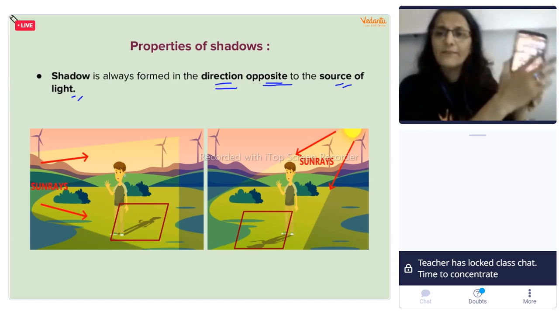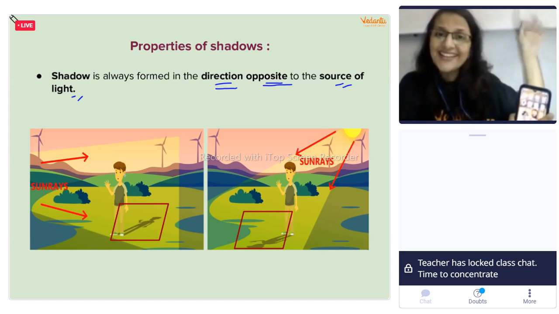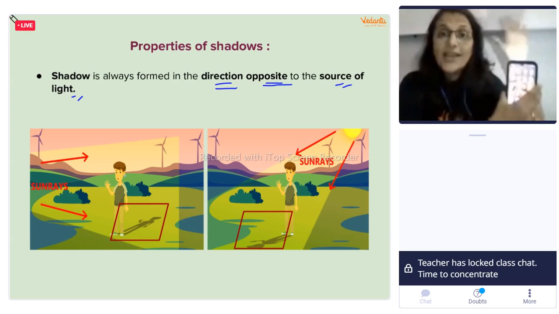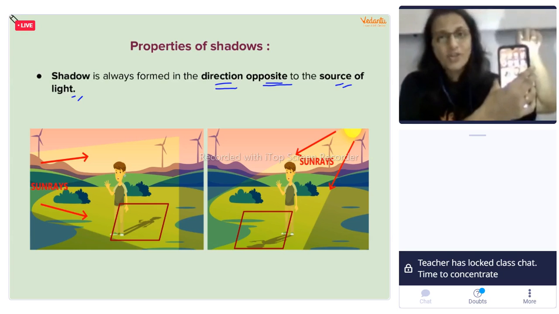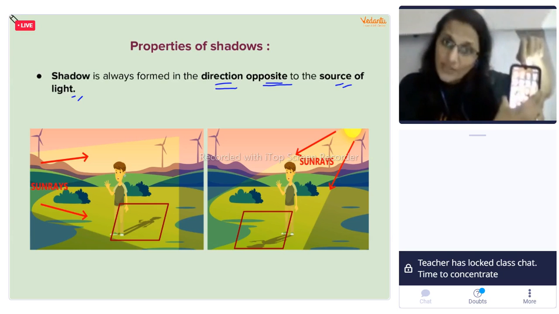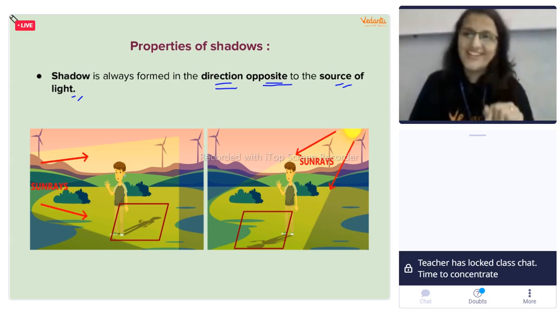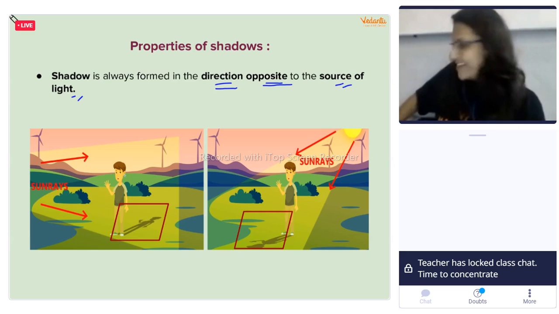Shadows are forming where? On the opposite side. Are you understanding it? So this is the concept: a shadow is always formed in the direction opposite to the source of light. So the source of light is over here and shadows are forming in the opposite direction. Are you guys understanding this concept? Yes or no? That's great.